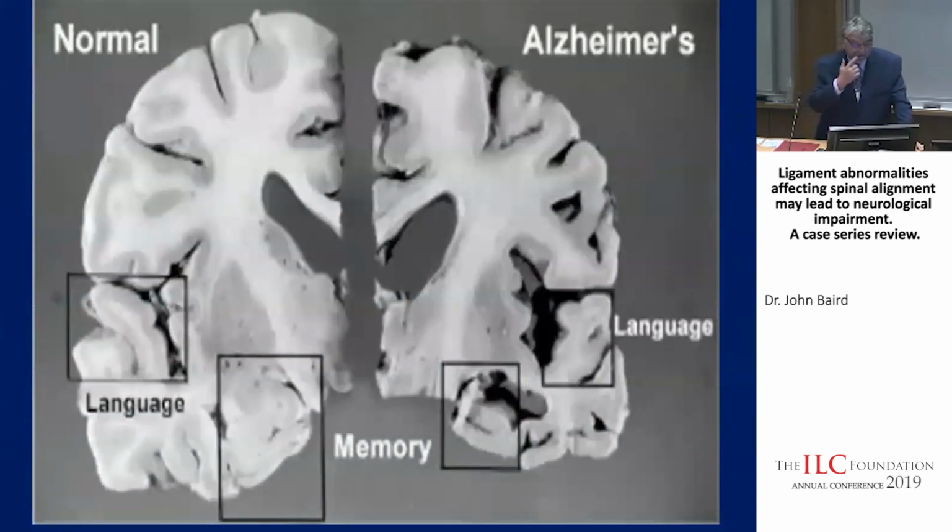Picture on the left is a normal brain, and the picture on the right is an Alzheimer's brain. And one of the significant differences in these two samples is that there was evidence of impaired function of the CSF flow in the Alzheimer's case.